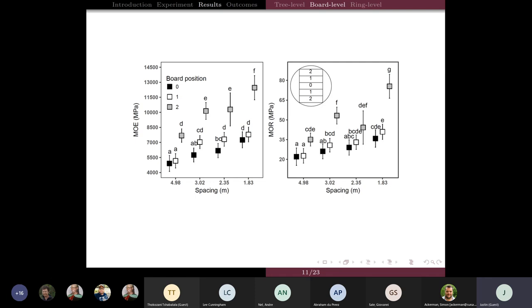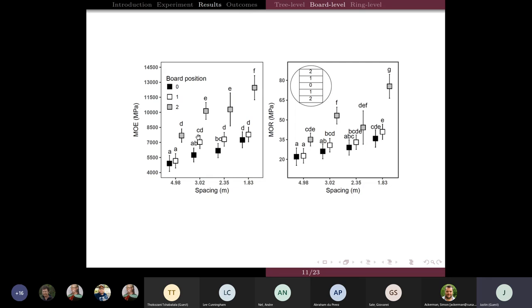One thing to note from this, we can see that as we move to closer spacing, this would be your 2.981 stems per hectare, as we move to closer spacing, you can see that the differences between the outer boards and the inner boards, these ones will correspond to the most outer boards over here, increase quite significantly. Let's first dwell on that for a moment.